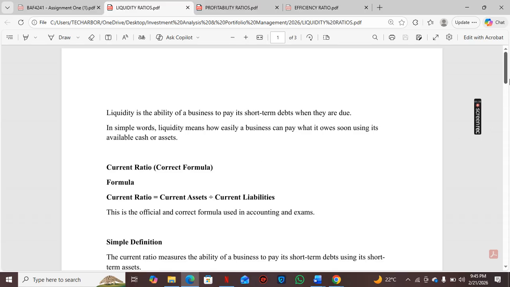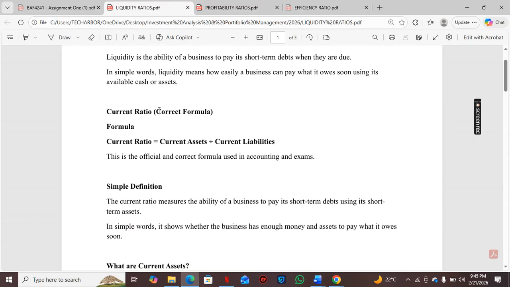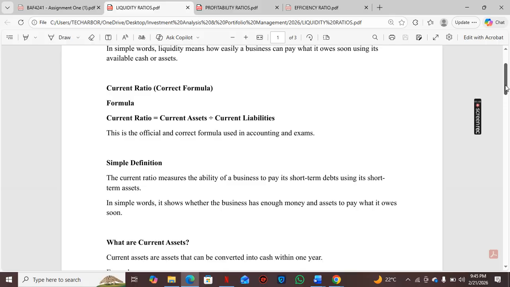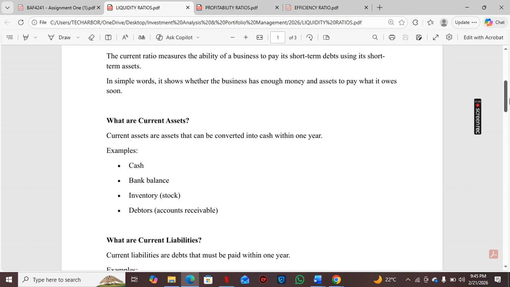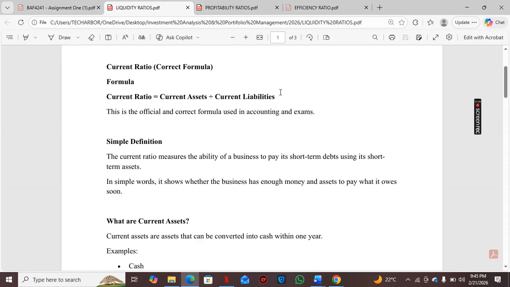So we're going to look at the first liquidity ratio, which is the current ratio. The current ratio basically is asking us, can we pay off our current liabilities with our current assets? So this is the formula for the current ratio: current assets over current liabilities.